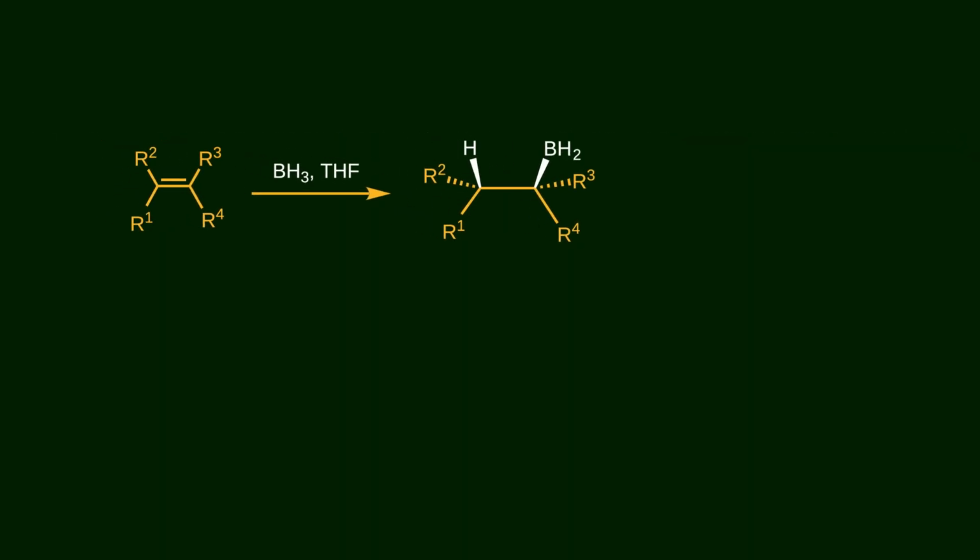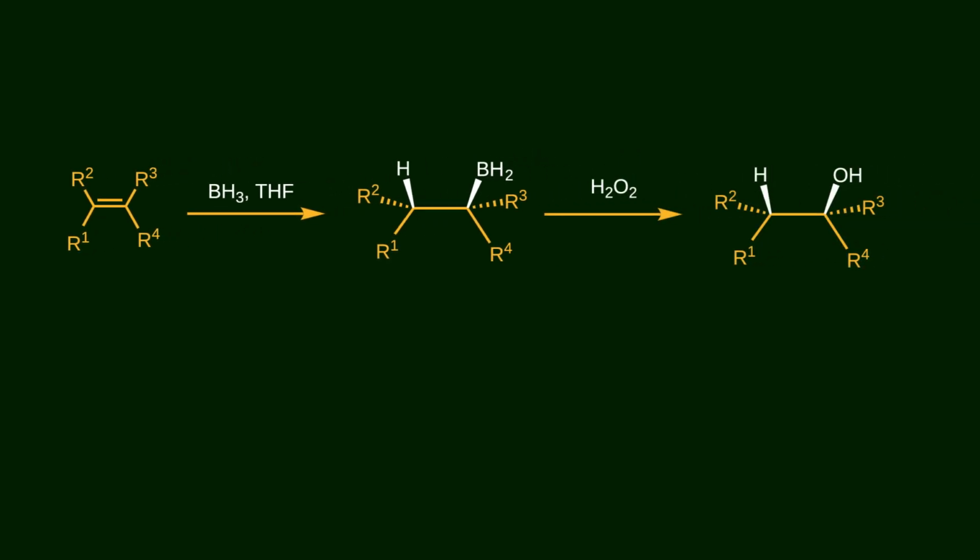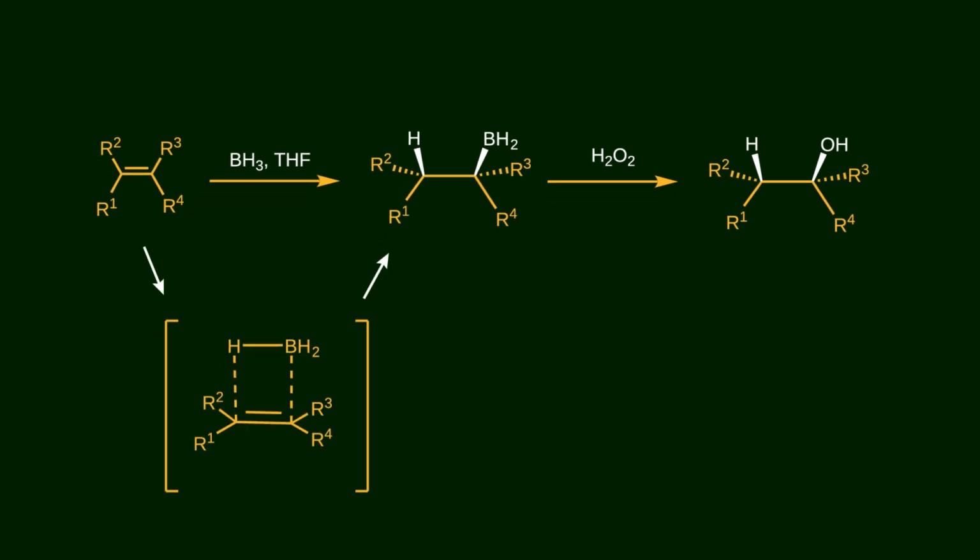Hydroboration produces organoborane compounds that can react with a variety of reagents to yield useful products such as alcohols, amines, or alkyl halides. The most widely known reaction of organoboranes is their oxidation to form alcohols from alkenes. Mechanistically, hydroboration proceeds via a 4-member transition state in which the hydrogen and boron atoms add to the same face of the double bond. After oxidation, the alcohol group is introduced without altering the stereochemistry.